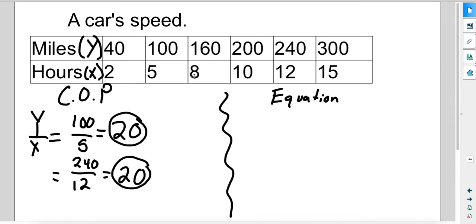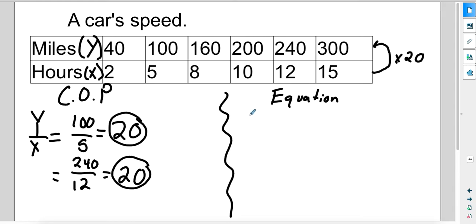Now, if you're writing an equation, you want to take a second look at your table. You know that the number of hours you drive is multiplied by 20 to come up with your distance of miles.